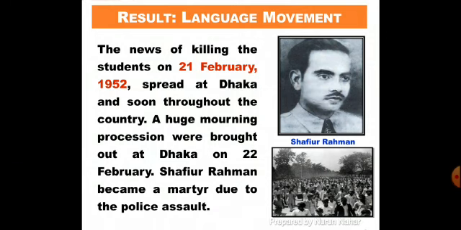The news of killing the students on 21st February spread at Dhaka and soon throughout the country. A huge mourning procession was brought out at Dhaka on 22nd February, which you can see in the photograph. Shafiur Rahman became a martyr due to police assault.